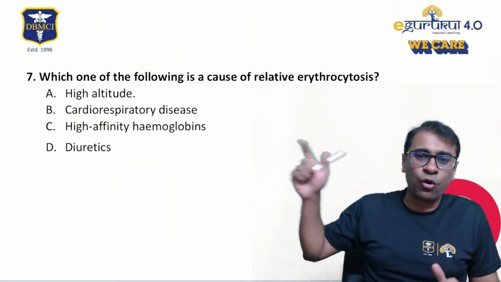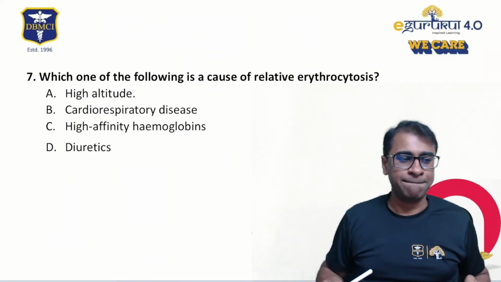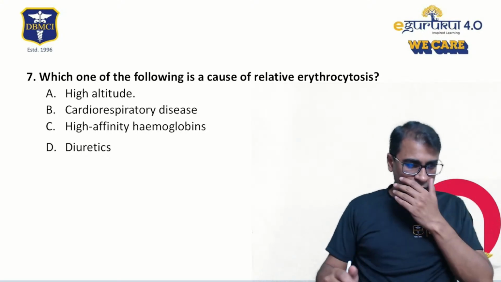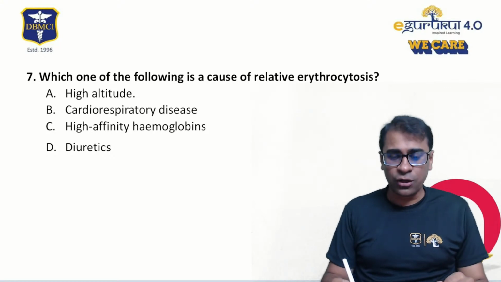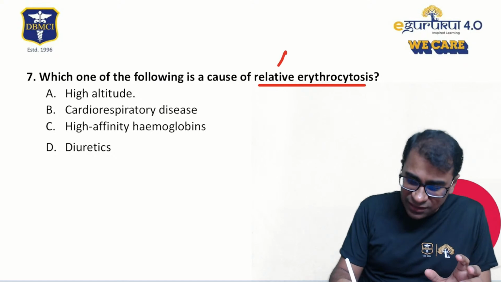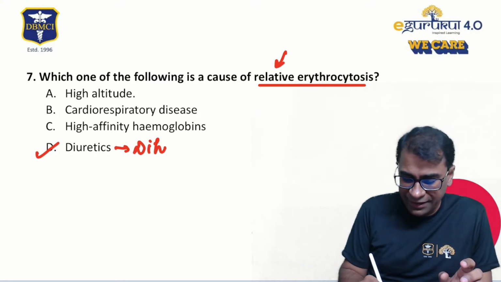The following is a cause of relative erythrocytosis. I believe it's a very good question. First of all, you tell me what is your answer here. All of you. The following is a cause of relative erythrocytosis. Look, the answer is relative. Therefore, the answer is diuretics, because this will lead to dehydration.